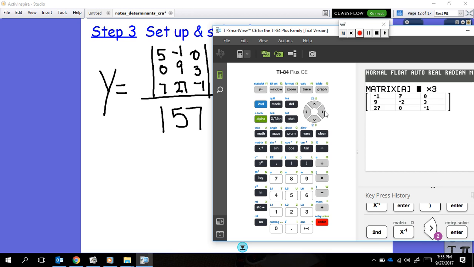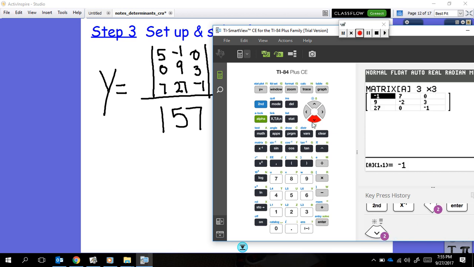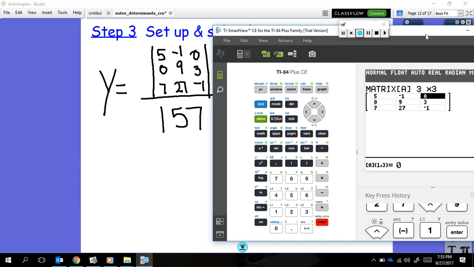Okay, we have 3 by 3. In the first column we have 5, 0, 7. In the second column we have 27 is the bottom number. I'm going backwards. 9, negative 1. It's a little bit easier for you guys on your calculators than it is for me to do that.